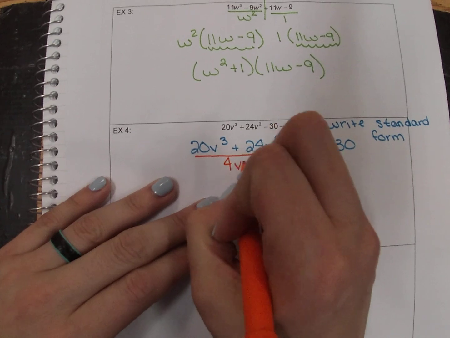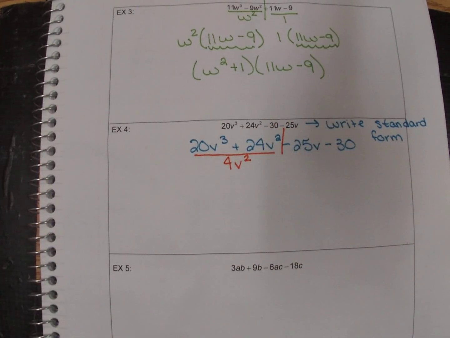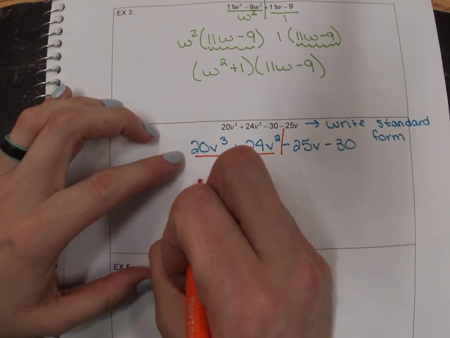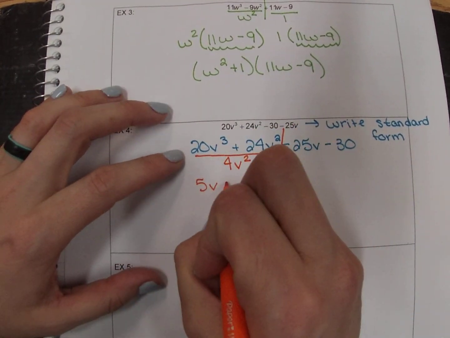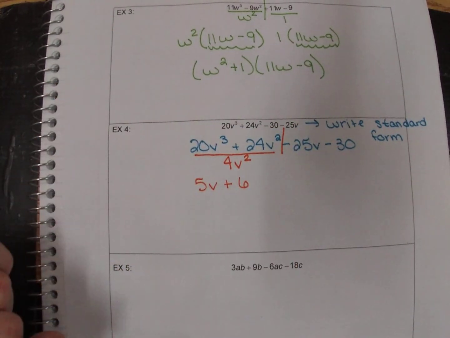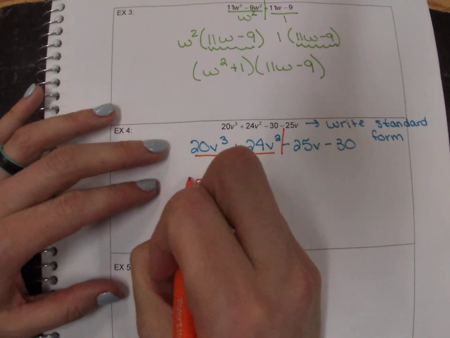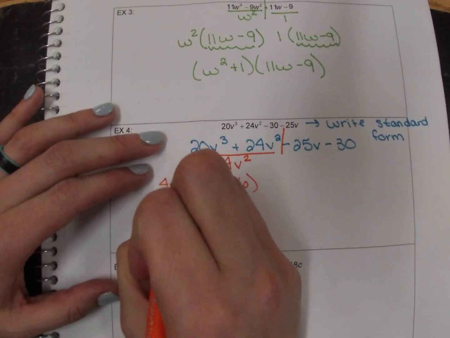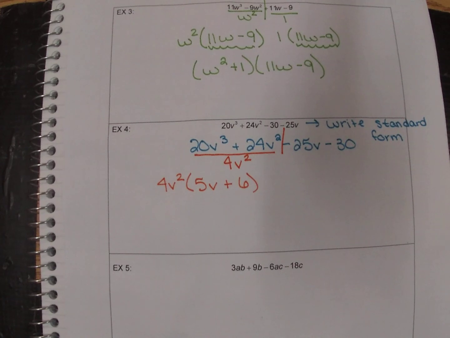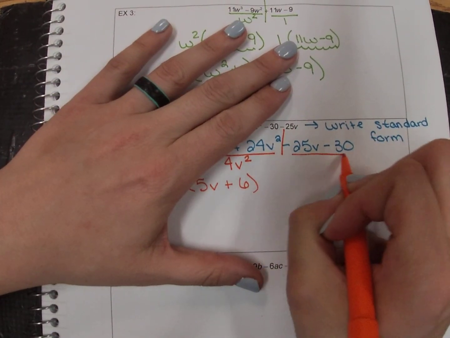They both have the variable. The smaller exponent is a 2. Okay, so when I divide that out, that will leave me with a 5v plus 6. Can't go any further, so I know I got my GCF. Then I'm going to look over here on my right-hand side.